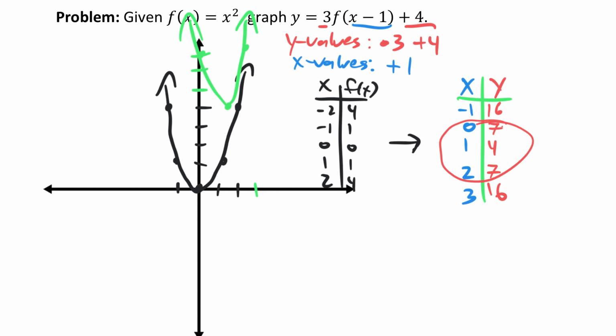And visually, I think we can see the different transformations. We've made it a lot taller, so that's going to be the stretch by a factor of 3. We've moved it up 4. You can see clearly the vertex has moved up. And we've moved it to the right by 1. Again, we can see it moved over horizontally to the right.